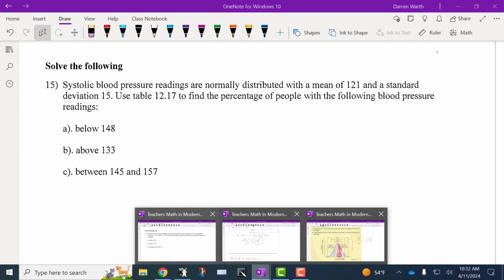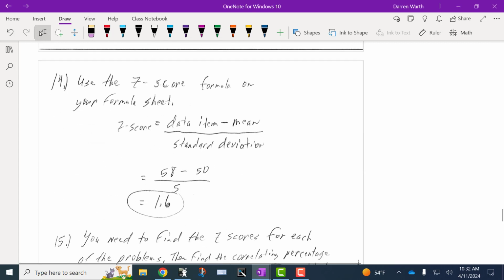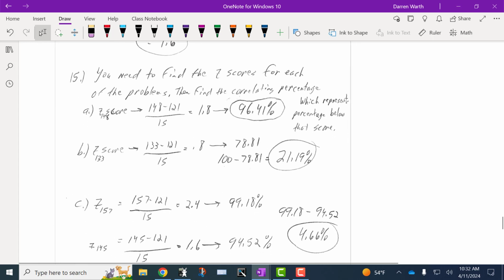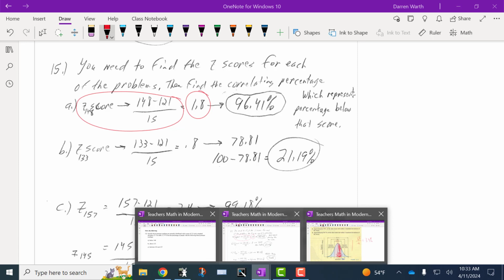So remember the very first thing that you have to do on number 15 is go ahead and find the z-score. So that's what I do on the solution guide. It says you need to find the z-scores for each of the problems and find the correlating percentage, which represents the percentage below that score. So the very first thing I do is find the z-score of 148. I take 148 minus 121 divided by 15, and that gives me a z-score of 1.8. So now that I know that, all I have to do is go to my chart. So let's see what our chart has.